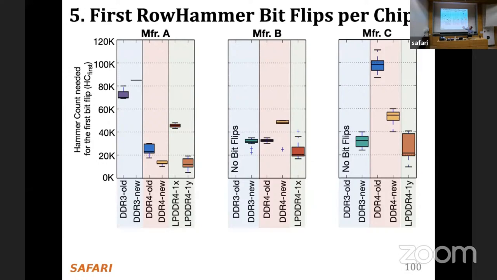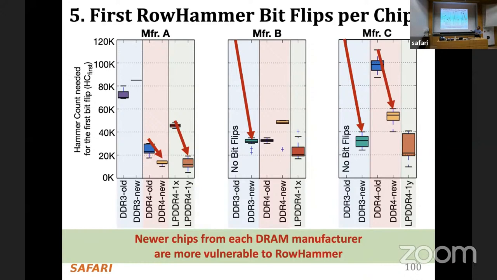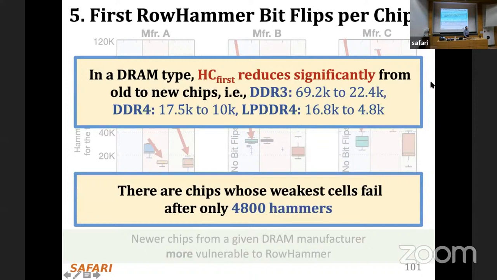Okay, this is another example. I will not throw you a lot of data, but this shows that in going from older to newer technology nodes, the number of hammers that you need to do to induce the first bit flip reduces significantly. And sometimes we don't have data, but ignore that. Sometimes we have some anomalies, because we cannot label things correctly. But essentially, the trend is very clear. Newer technology generations experience bit flips much earlier. And if you want to look at the numbers, these are the numbers. So this is the 4.8K number.